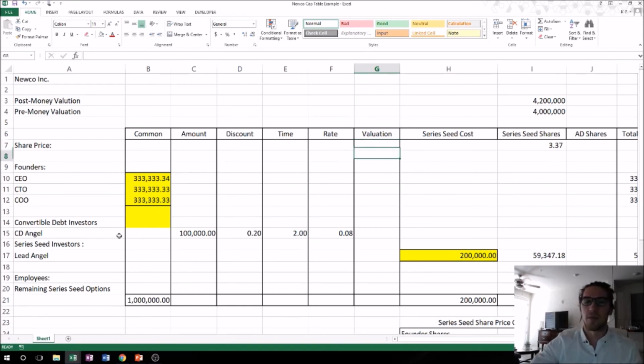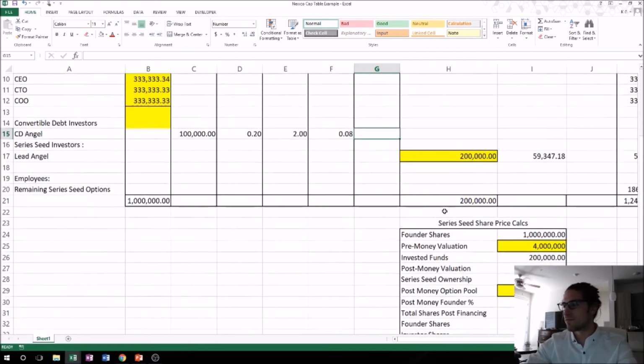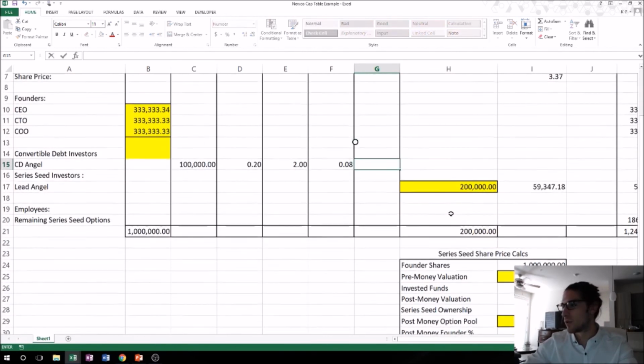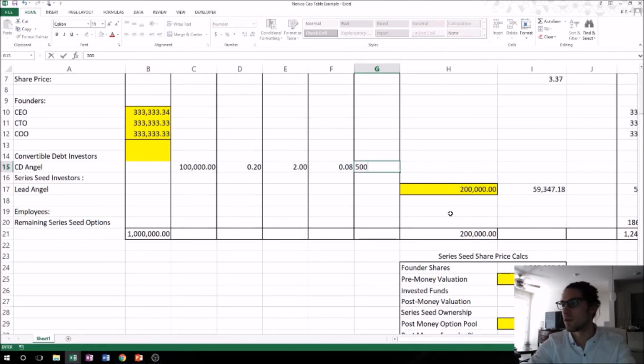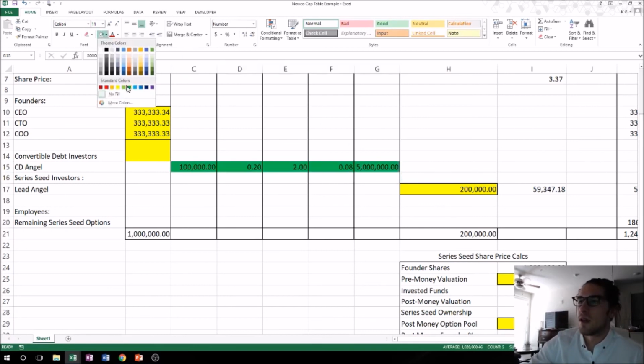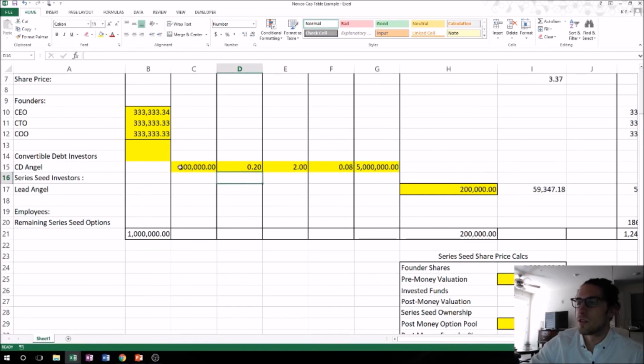So it's just something to keep in mind, and we'll work through modeling that out too as part of this spreadsheet. So let's say that on this round there's a valuation cap of, let's just put 5 million. Well, actually, let's do 6, so it's over the post money. No, 5 is fine. Let's do 5 million. So these are all things that we directly inputted, so we're going to highlight them yellow to make sure we know those can be manipulated.